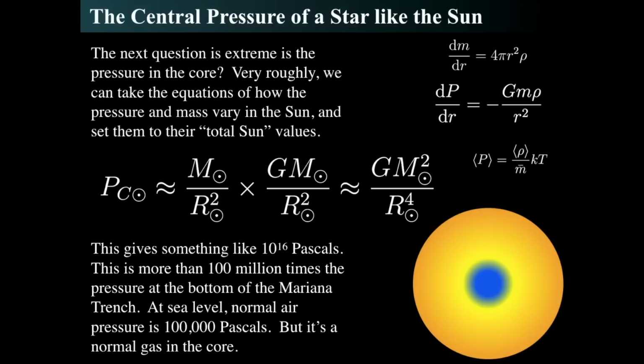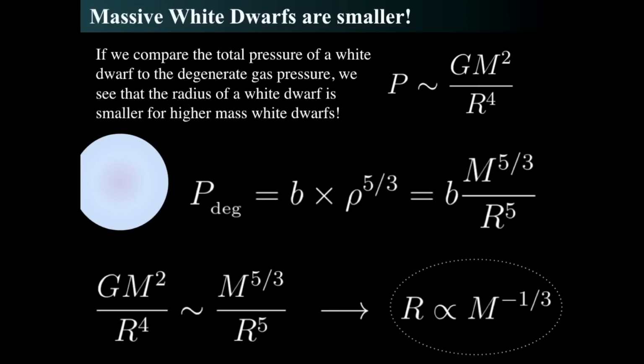What's funny is, even at that high pressure, when it's tens of millions of degrees, that's still a normal gas because the temperature is enough to keep it not degenerate. All right, but white dwarfs are smaller. Well, let's take that equation that we had for pressure, where pressure equals GM squared over R to the 4th, but instead of using the pressure due to an ideal gas, now we're going to use the pressure due to a degenerate gas. And that tells us an interesting thing.